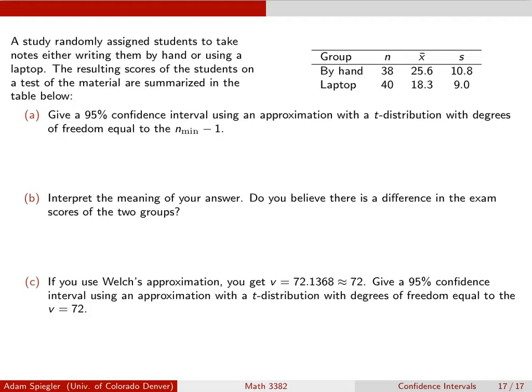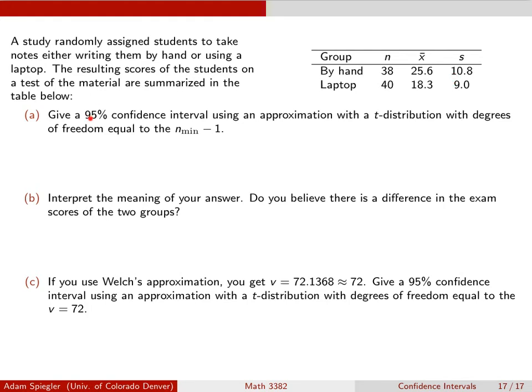So what we can see over here from this table that summarized our samples, there were 38 students assigned to a group that were taking notes by hand, 40 that were taking notes using a laptop by typing. And we can see that the mean score for those by hand was 25.6 compared to 18.3 for the laptop group, and we've got the standard deviations from each of those samples.